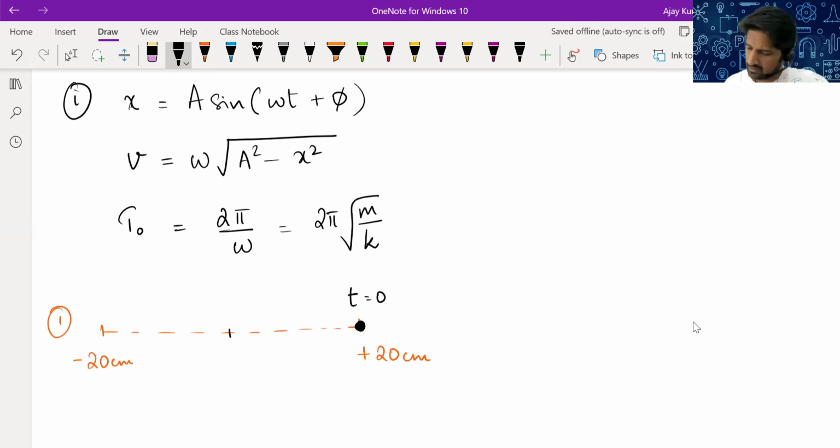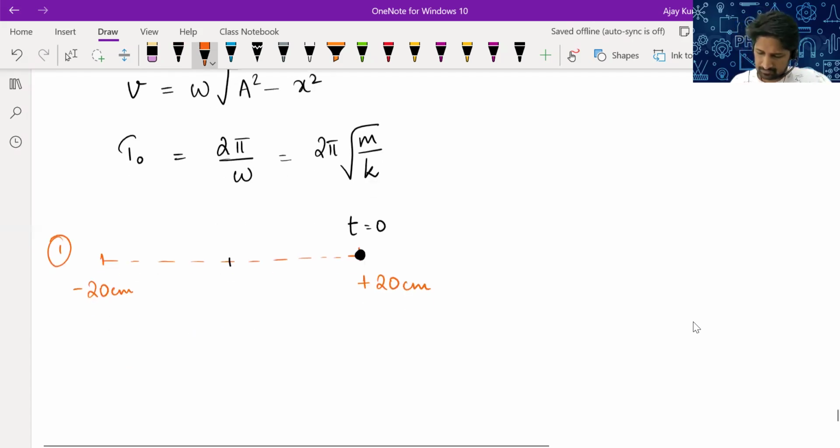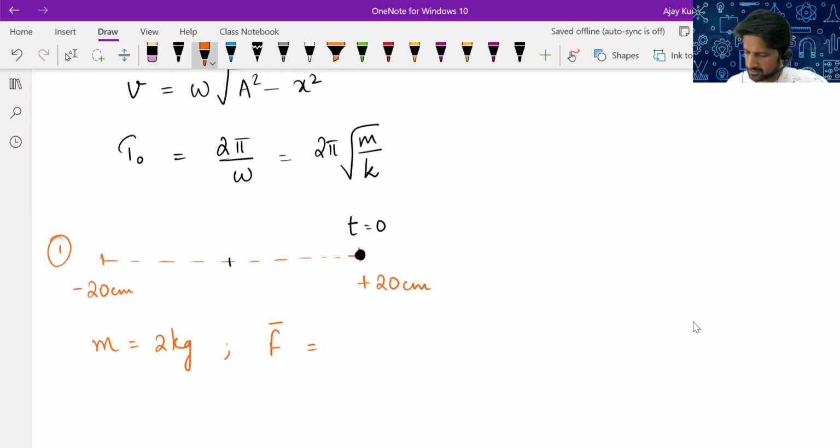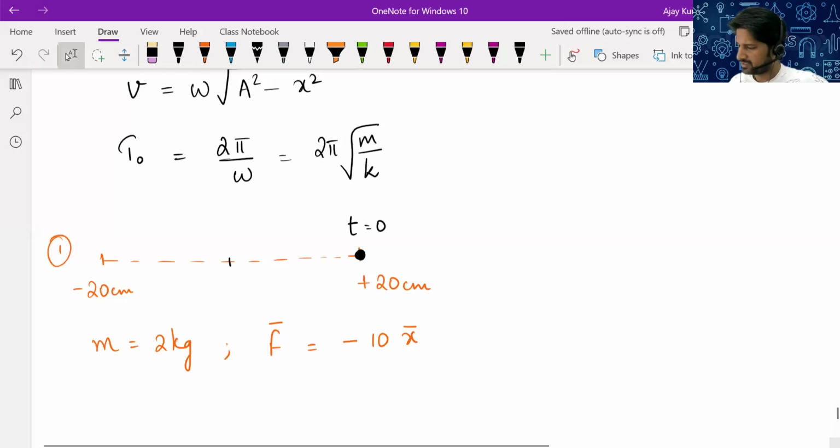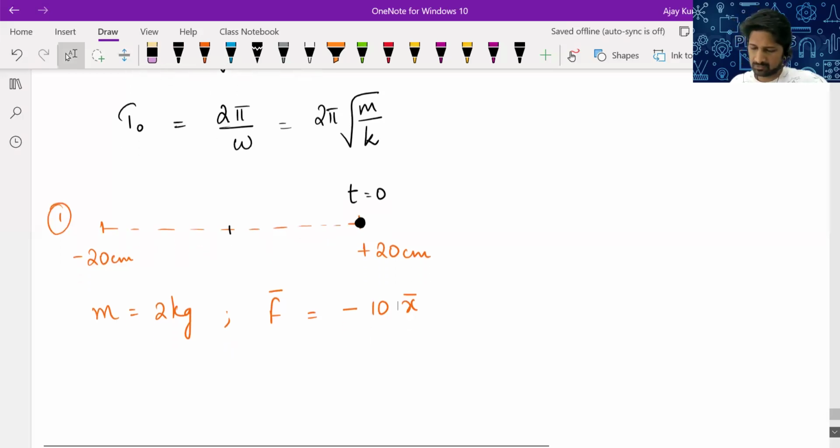Amplitude is given, and assume the mass of the object is 2 kg, and the restoring force acting on it is given by F is equal to minus 10 x, where x is the displacement from mean position. So force is given, mass is given, amplitude is given. Now you can write everything about this. I mean, you can find out everything about this particle.